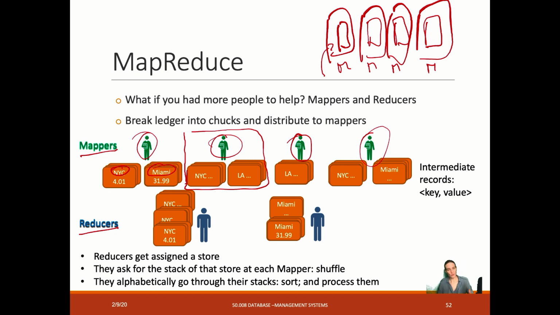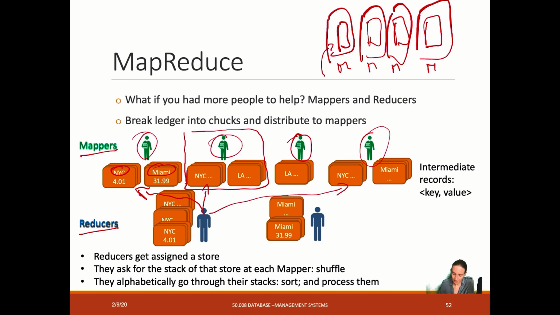For the reducers, you can specify how many reducers you use. This is not related to the number of data nodes. The reducers each get assigned one or multiple keys, one here for the sake of being easy. So what are they going to do? One reducer is going to knock on the door of each of the mappers and say, give me all your piles for my key. So the first reducer is going to ask, give me your pile for New York City. Give me your pile for New York City. Give me your pile for New York City. That's what they're going to do.